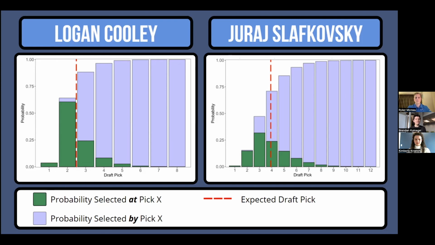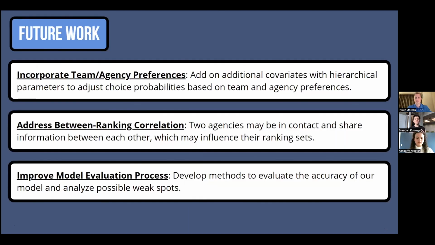Suppose a team with the 7th overall pick is interested in Slafkovsky. They can use this probability distribution to see that there's only about a 12% chance that he's going to fall to them at 7, which can in turn help management decide what assets they're willing to give up in order to acquire that 2nd overall pick in trade negotiations with New Jersey. So these are just a few cool results from our model that we're happy to share with you.